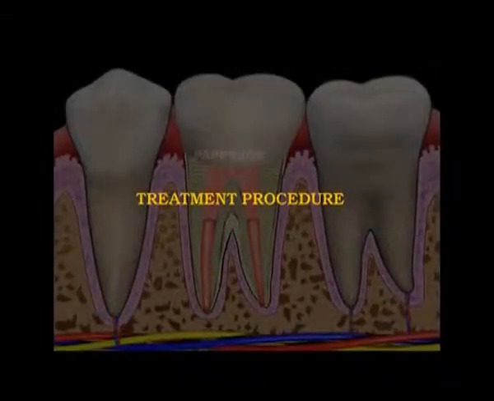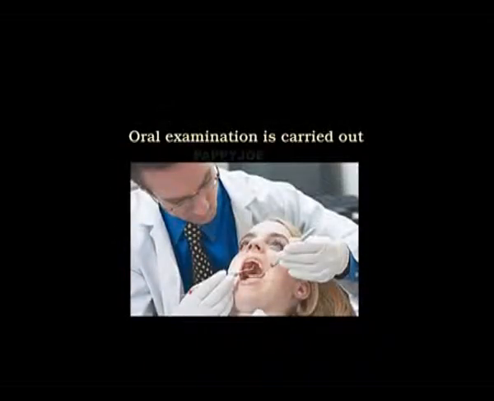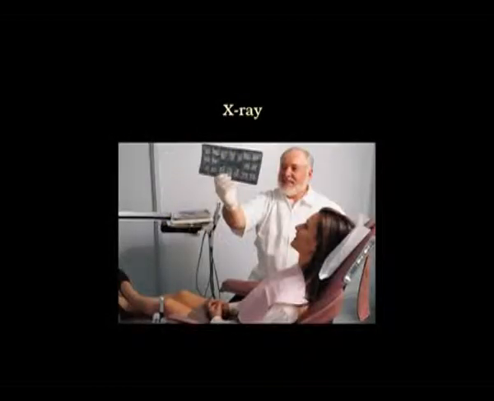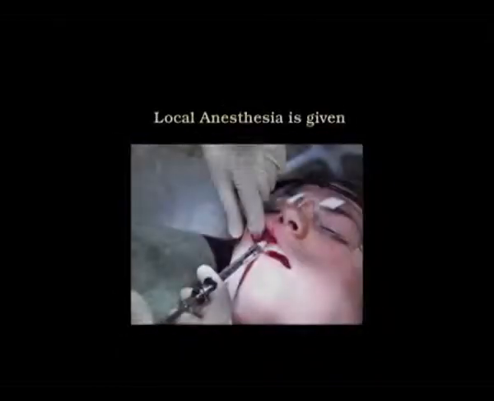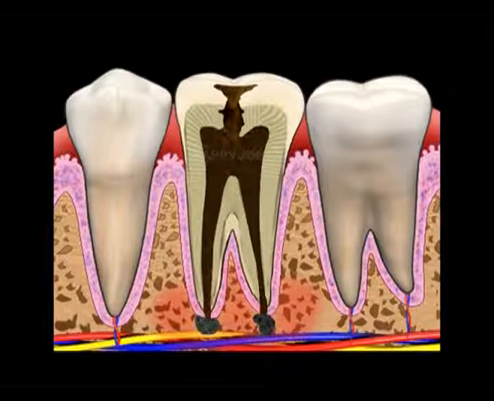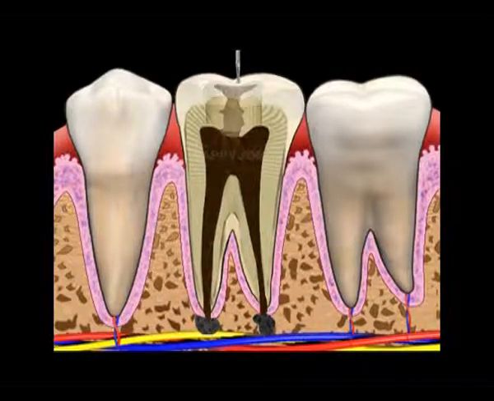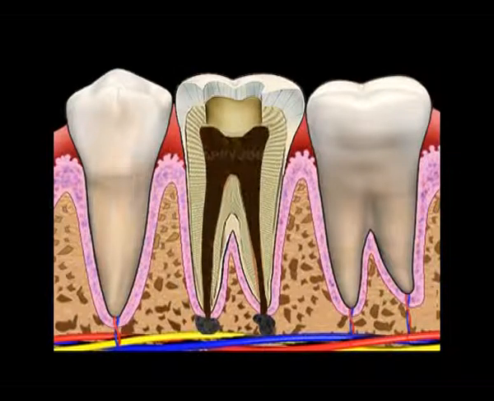Treatment procedures. Clinical history is noted. Oral examination is carried out. X-ray is taken to find out the extent of decay. Local anesthesia, if required, is given. Access opening is made in the crown to reach the pulp chamber and pulp. The infected pulp and toxins are removed from the chamber and canals.